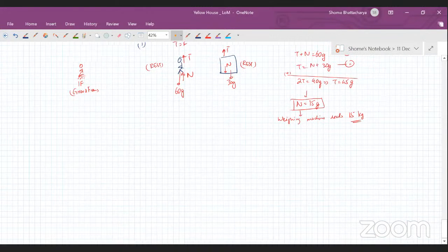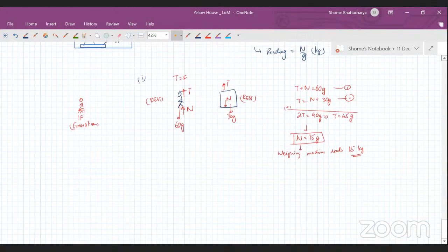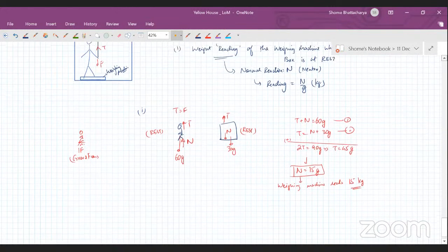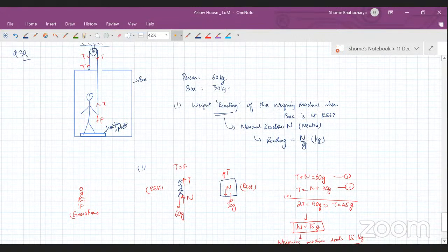So just make a note of this part first, then we'll come to the second part. In the second part, he's pulling with a greater force so that the system has an upward acceleration. So we have to modify the equations a little bit, though the free body diagram will remain the same.